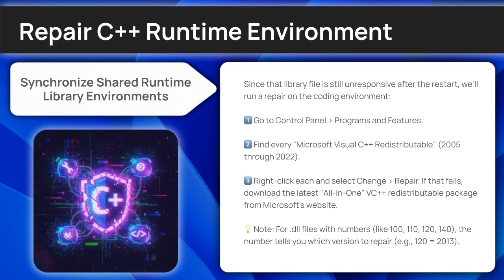First, go to Control Panel, then select Programs and Features. Second, find every Microsoft Visual C++ Redistributable, 2005 through 2022. Third, right-click each and select Change, then select Repair. If that fails, download the latest all-in-one VC++ Redistributable package from Microsoft's website.